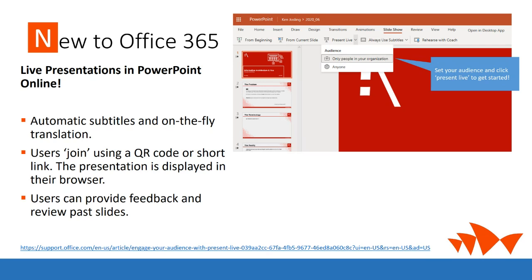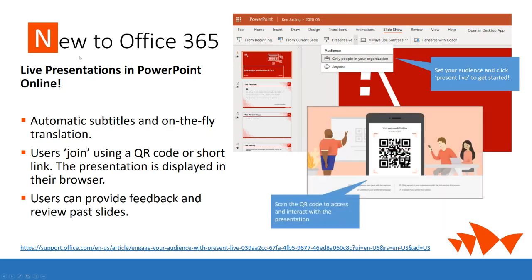or to anyone. It's similar to a Teams live event in the sense that when people receive that invitation, or if they're in that meeting, they're given an opportunity to scan a QR code. You can also provide a short URL, so they can join using the QR code or the short URL, and that gives them the ability to jump in and view. It gives them a copy of your presentation.